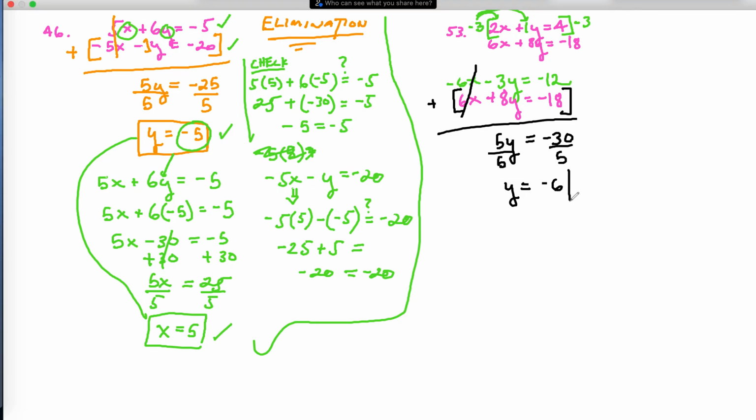Okay. And now that I have y is equal to negative 6, I can plug it into either of the two original equations or even the new equation. It doesn't even really matter. But I'll plug it into the top original, but I could have plugged it into the bottom original. So I have 2x plus 1y is equal to 4. But now I know y is negative 6. So I write 2x minus 6.